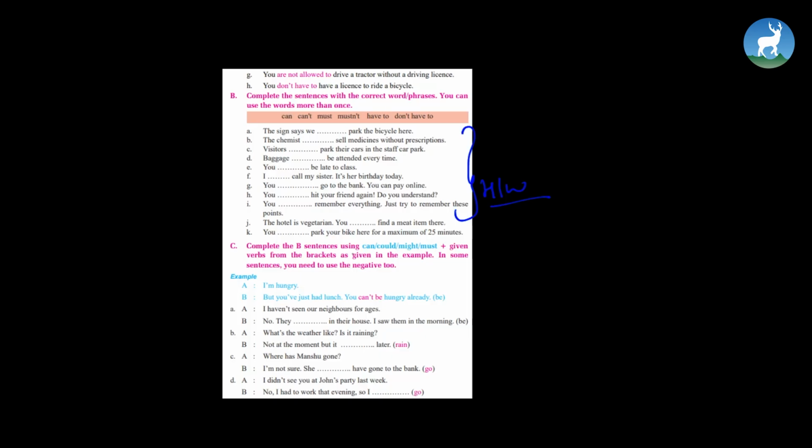Complete the B sentences using can, could, might, must, plus given verbs from the brackets as given in the example. Example: I'm hungry. But you have just had lunch. You can't be hungry already. I haven't seen our neighbors for ages. No, they must be in their house. I saw them in the morning. What's the weather like? Is it raining? Not at the moment, but it might rain later. So in this way, I'm sure you'd be able to do the remaining ones as well.